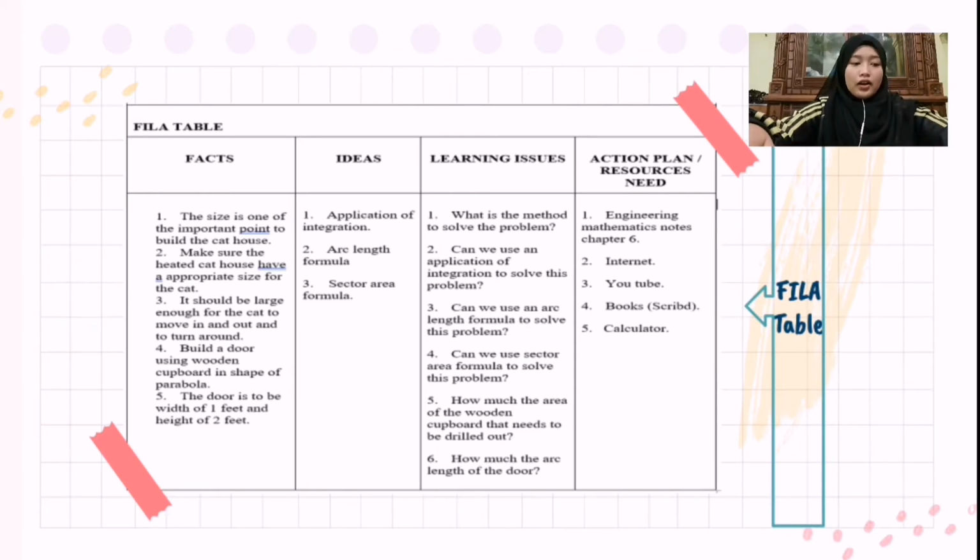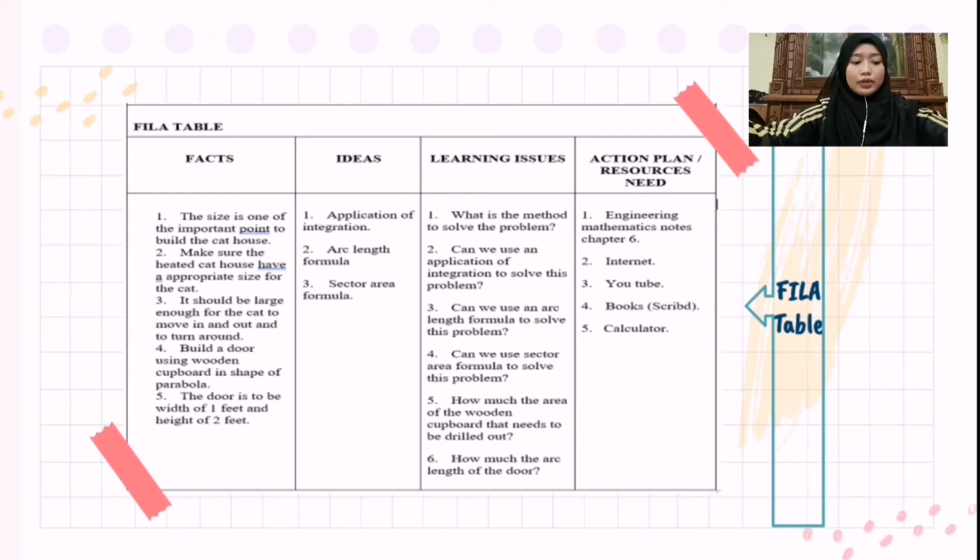Learning issues. First, what is the method to solve the problem? Second, can we use an application of integration to solve the problem? Third, can we use an arc length formula to solve this problem? Fourth, can we use sector areas to solve this problem? Fifth, how much is the area of the wooden cupboard that needs to be drilled out? And the last learning issue is how much is the arc length of the door.